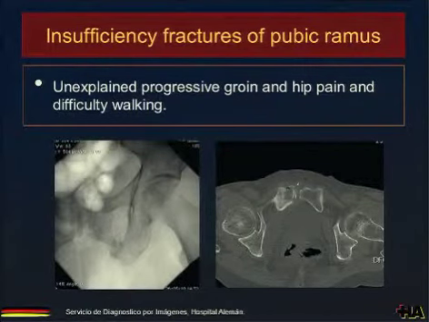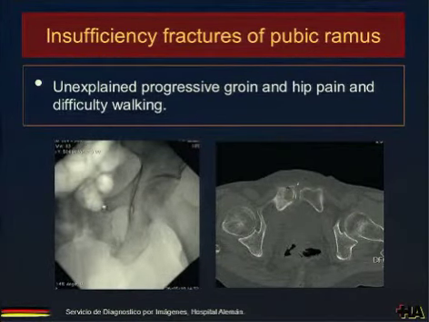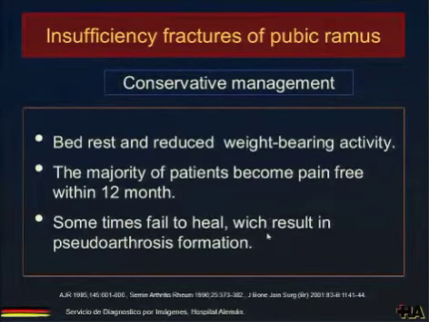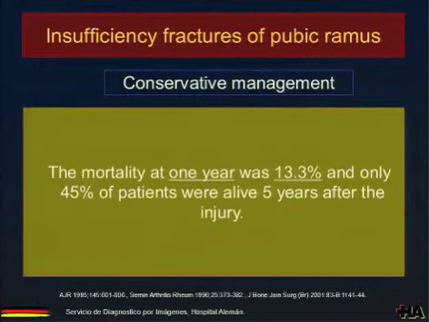So the clinical presentation is a progressive groin and hip pain. We can see on X-ray longitudinal fracture lines on the superior and inferior rami, or in the body parallel to the surface. The management is conservative, with bed rest and reduced weight-bearing activity, and we know that this is very dangerous in elderly people. The majority of the patients become pain-free within 1 year, and sometimes it could be longer because of the development of non-union or cellular process formation.